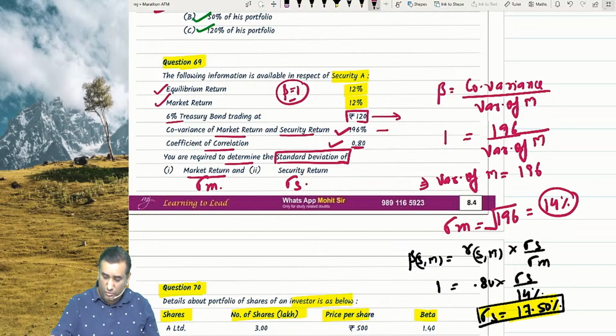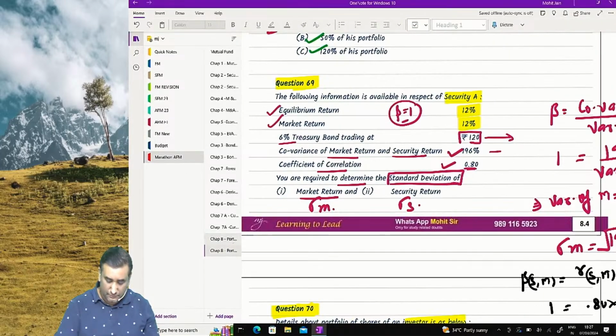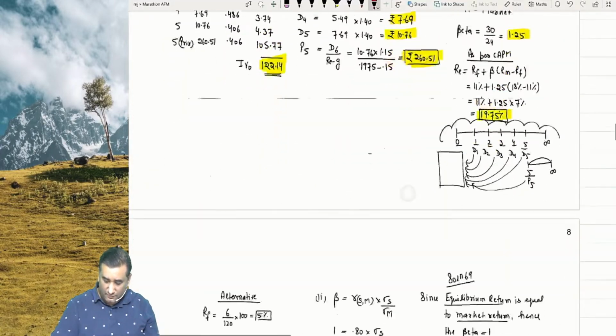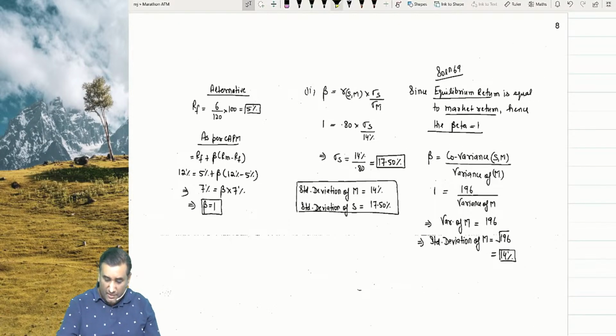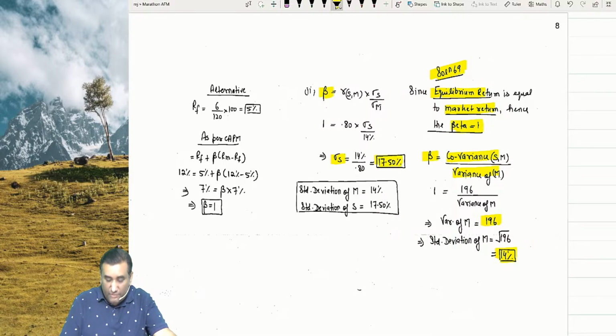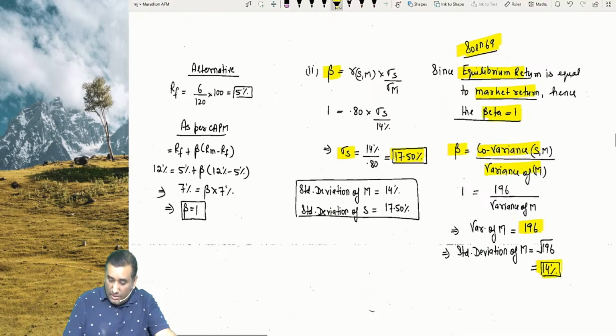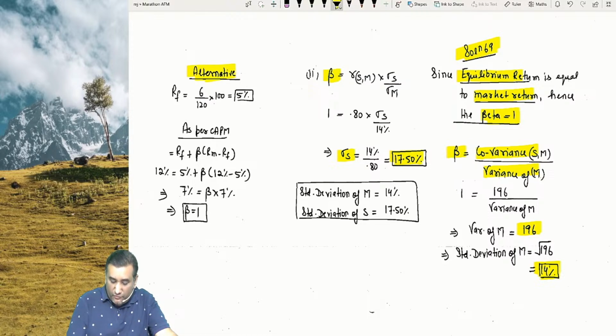Let me go back. Since equilibrium return is equal to market return, beta is equal to what? 1. And then using beta, covariance and variance, we find the variance of the market and the standard deviation of the market. Using beta, we find a standard deviation of 17.5, and alternatively, this is the way of finding beta.